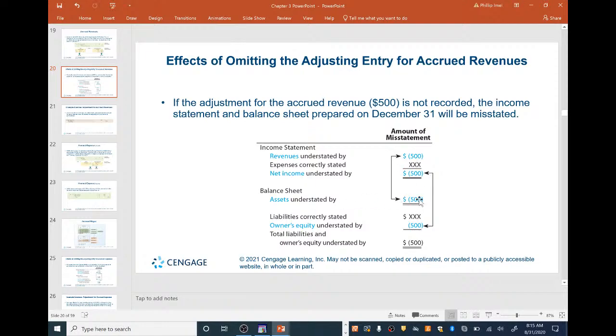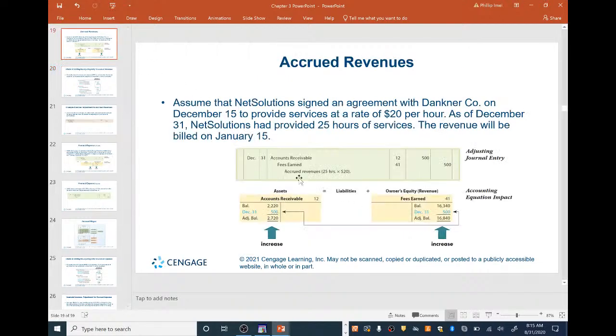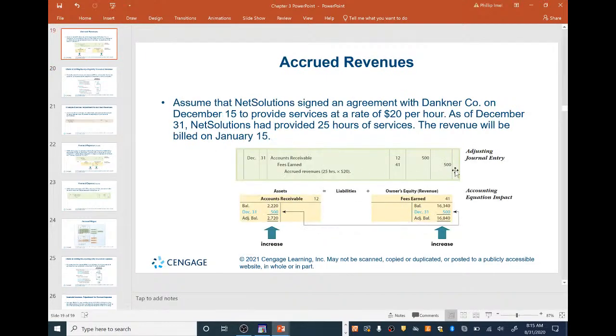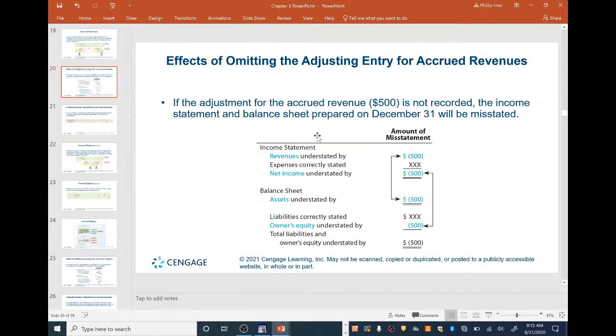So that's why these are tied together here, right? That's the journal entry we made, right? So there's the plug of the journal entry. When we make the debit for accounts receivable, that's increasing assets, the line item on the balance sheet by 500. So to omit it, it'd be understated by 500. When we credited fees earned of 500, that's increasing the line item for revenues on the income statement. So to omit it, it would be understated by 500. So that's how assets and revenues are understated.